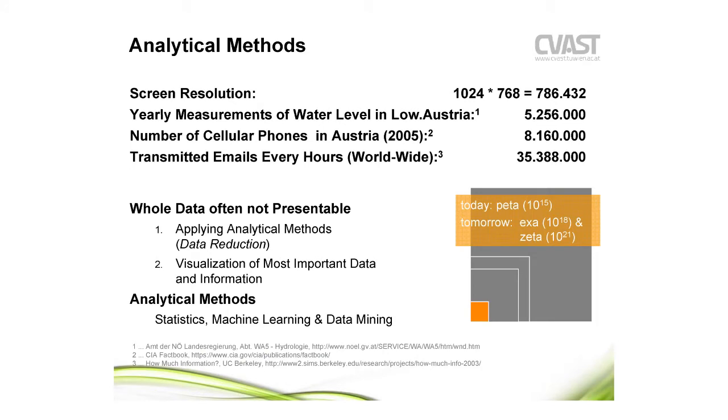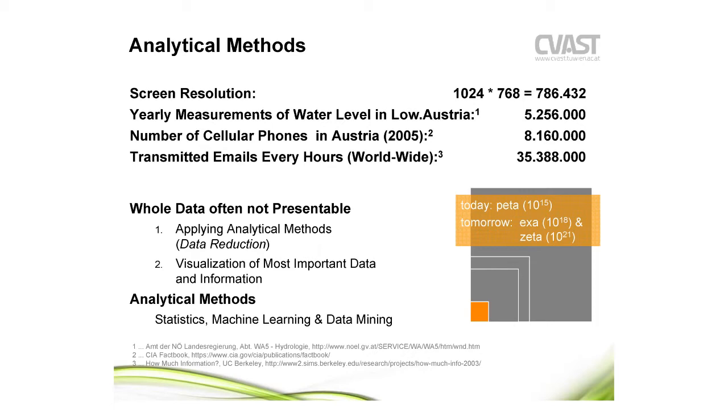The second thing is analytical methods. A small example is, if you think about the screen resolution, then you can draw around 800,000 pixels. If you see each data set can be mapped to 1 pixel. When you look how many yearly measurements of water levels we have in Lower Austria, more than 5 million, this means we need such a big screen. And you couldn't do this example further on.